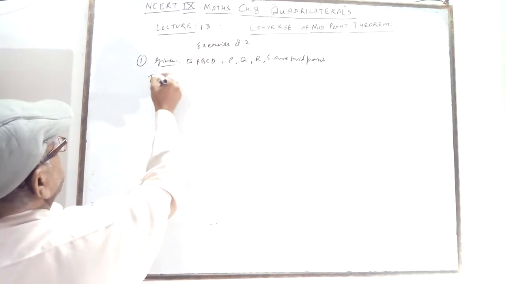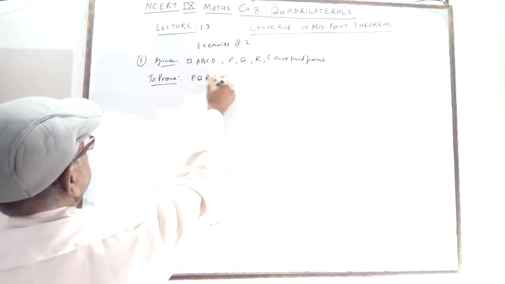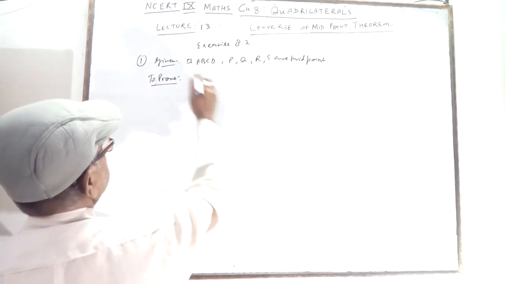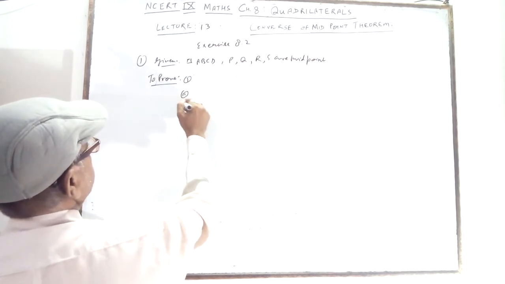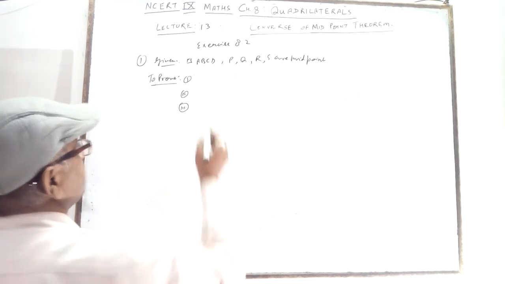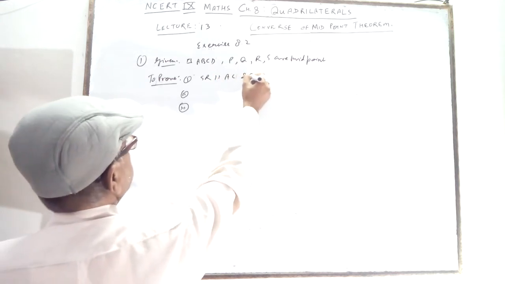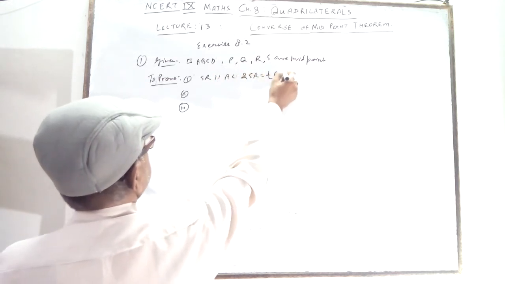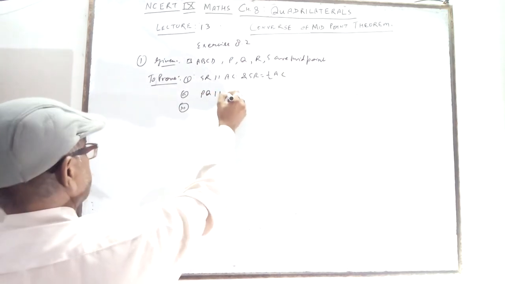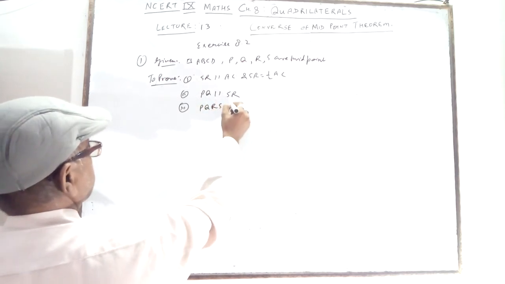To prove PQRS is... there are 3 proofs given. First part, second part, third part. Very easy. In the first part, you want to prove SR is parallel to AC and SR is equal to half AC. Second part, you want to prove PQ is parallel to SR. Third part, you want to prove PQRS is a parallelogram.